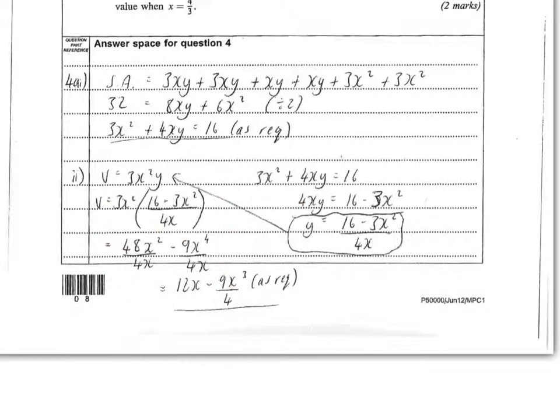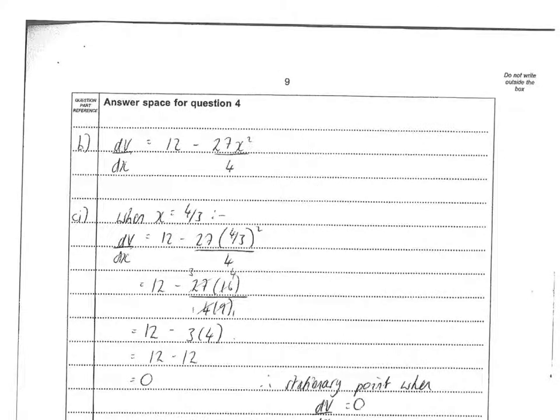The best way to simplify this is to multiply out the top, 48x squared minus 9x, and both of them individually are divided by 4x, which then simplifies to that. The rest of the question in this particular case is fairly straightforward. I'll simply show you the answers for that.